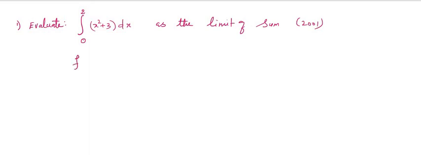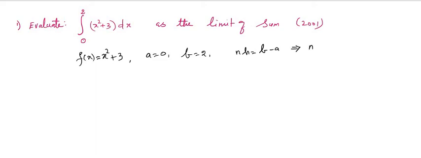Therefore, from our question, what is f of x? The first step: f of x is equal to x square plus 3. This is the required function to be integrated. f of x is x square plus 3. Next, what is a here? The lower limit. The lower limit is 0, and the upper limit b is equal to 2. Next, we have to find nh. nh is nothing but b minus a. This gives nh equal to 2 minus 0.